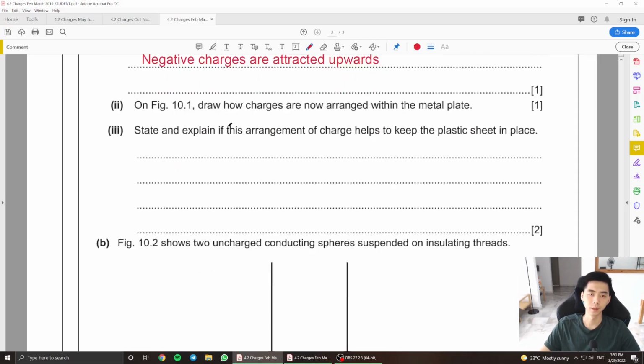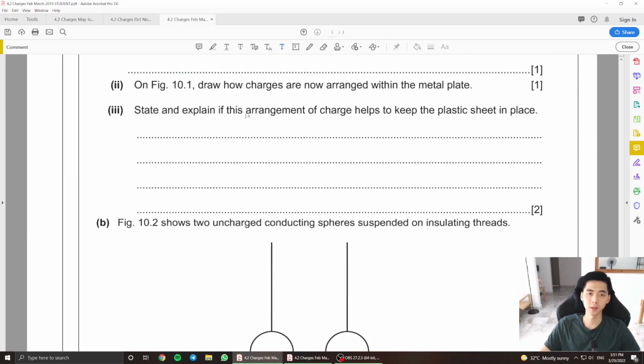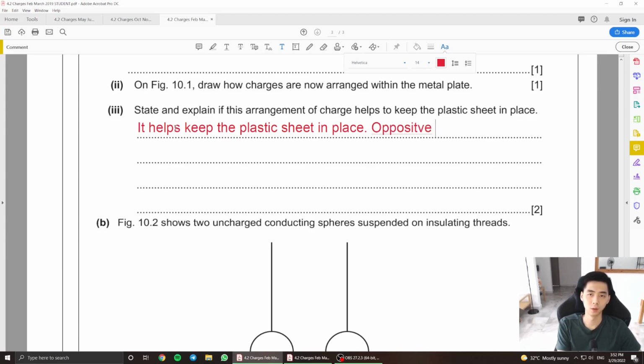Okay? Then state and explain if this arrangement of charges helps to keep the plastic sheet in place. Obviously, it definitely helps, right? It helps keep the plastic sheet in place. Then your explanation is because opposite charges attract, right? This is obvious.